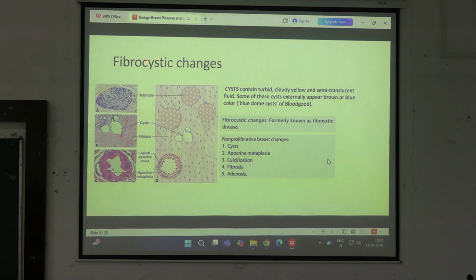So these are the images of this fibrocystic changes. These are the cysts. These are the microscopy images. This is the cyst formation. These are the dilated ducts which contain secretions. Okay. And these are the adenosis, means increase in number of glands. And there will be apocrine metaplasia, which is, these are the apocrine changes. There will be apical snouts.